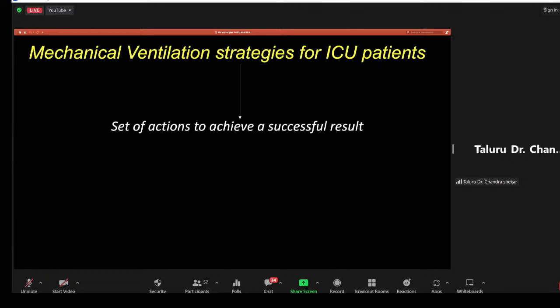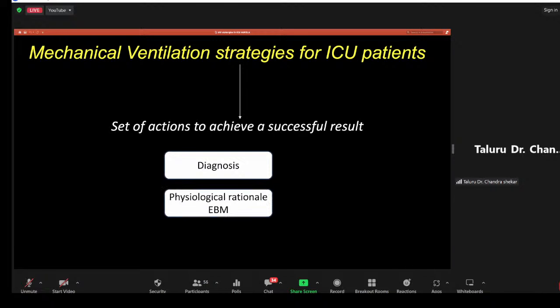So, what do you mean by a strategy? Strategy is a set of actions to achieve a successful result. In case of mechanical ventilation, what could be those actions? The first and foremost would be diagnosis. What is the primary pathology that is causing the deterioration in the patient, which has warranted a mechanical ventilation?